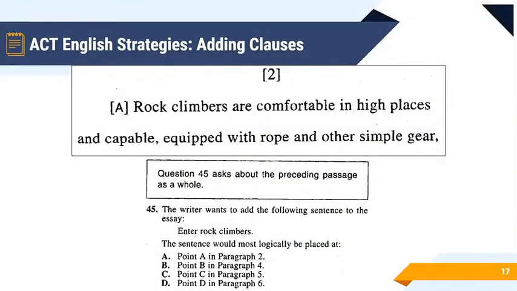Okay, the next one is we're going to ask about the preceding passage as a whole. So we want to add in this sentence, enter rock climbers. I tell them, you don't have to look all over the passage. Just look at your answer choices. Your answer choices give you paragraph 2, 4, 5, or 6. You don't have to look at paragraph 1 or paragraph 3 because it's not an answer choice. I would go to where I first start talking about rock climbers because it says enter rock climbers. This is our first discussion on a rock climber. So we would find that in the reading which says rock climbers are comfortable. That's the first time we mention rock climbers. We're going to put that there in paragraph 2.